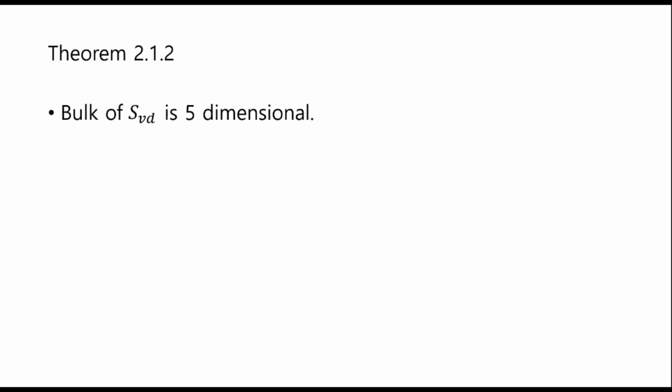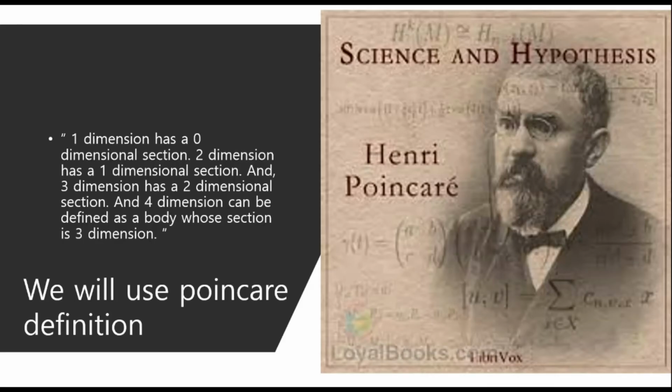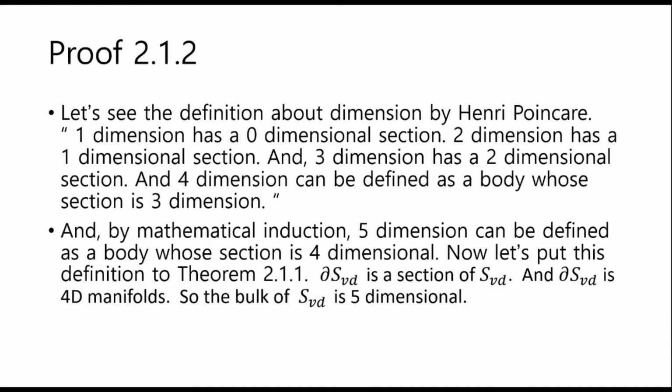2.1.2 The bulk of S3D is 5-dimensional. We will use the Poincare definition. Let's see the definition of a dimension by Henri Poincare. One dimension is a 0-dimensional section, 2 dimension is a 1-dimensional section, and 3 dimension is a 2-dimensional section, and 4 dimension can be defined as a body whose section is 3-dimensional. And by mathematical induction, 5 dimension can be defined as a body whose section is 4-dimensional.